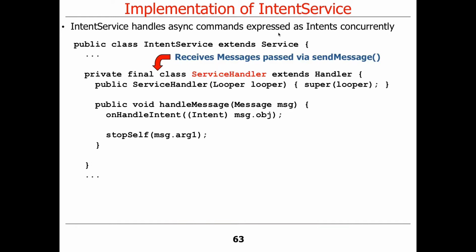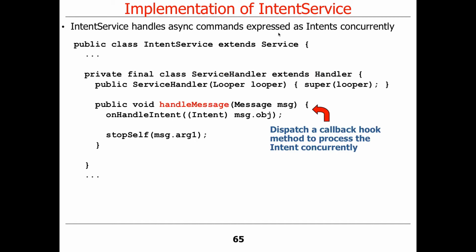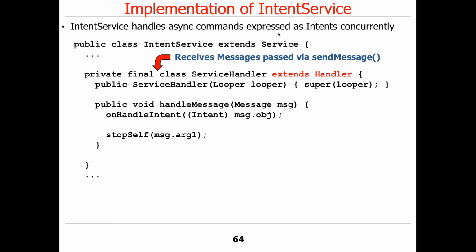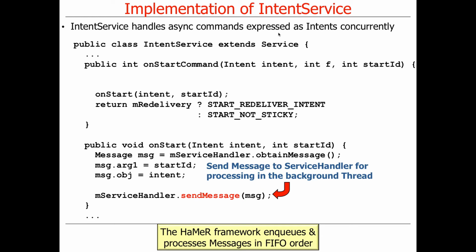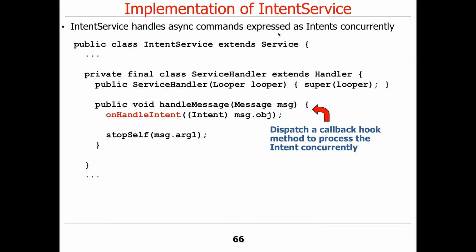Here's the service handler class. It extends handler. So it goes ahead and has a handle message method, which gets called back when there's work to be done. This runs in a background thread, and it just calls onHandleIntent with the object, which was given the intent. So you can see that the intent was passed in the object field, and that's what's passed here.